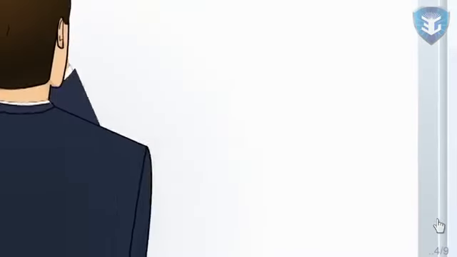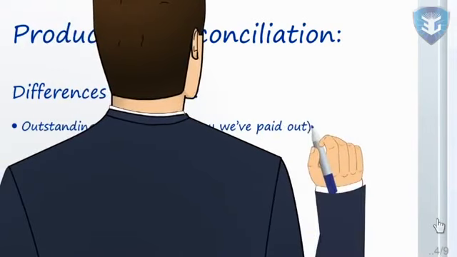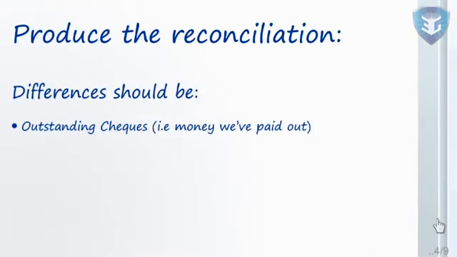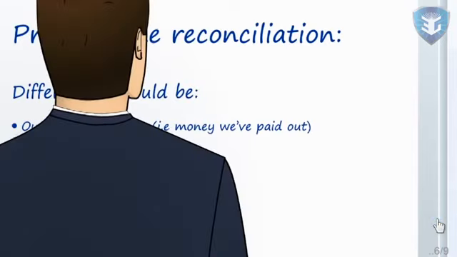Step 3 is to produce a reconciliation to ensure that what we think is in our bank account agrees with what the bank thinks we have in our bank account. The only differences should be 1. Outstanding cheques, i.e. money we've paid out but hasn't cleared yet, meaning that these payments do not appear on the bank statement yet. And 2.